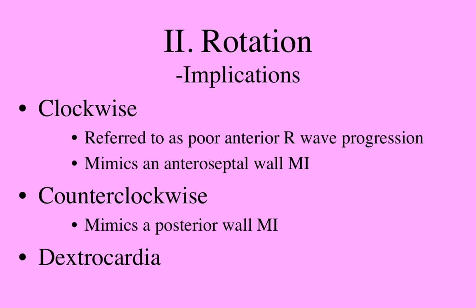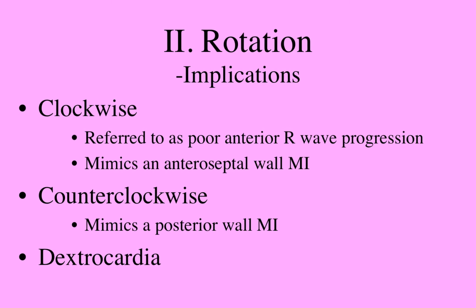Counterclockwise rotation then mimics a posterior wall MI sometimes. This is where you're putting a lot of R wave into those early precordial leads like V1 and V2, especially if the R wave is bigger than the S wave in V1. That can look like a posterior wall MI on the back of the heart. Again, the counterclockwise rotation is no big deal, but the posterior wall MI is an important item clinically.